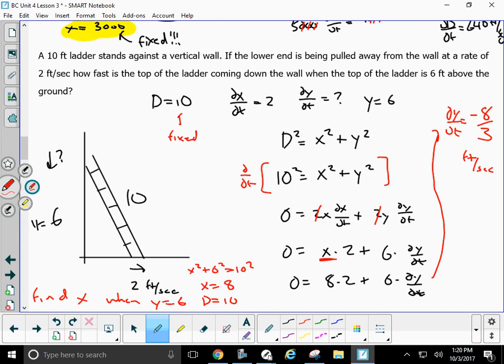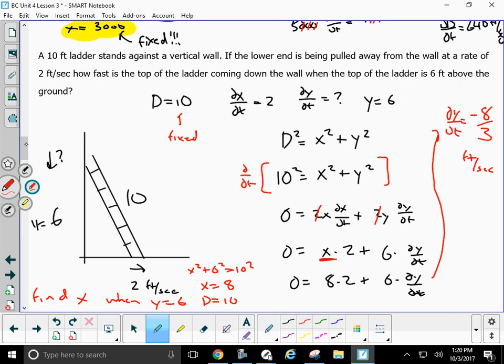dy/dt is negative. Does that make sense to us? Ladder's coming down, right? So dy/dt is negative. That means y is decreasing in its values. So that decreasing means we're going down.